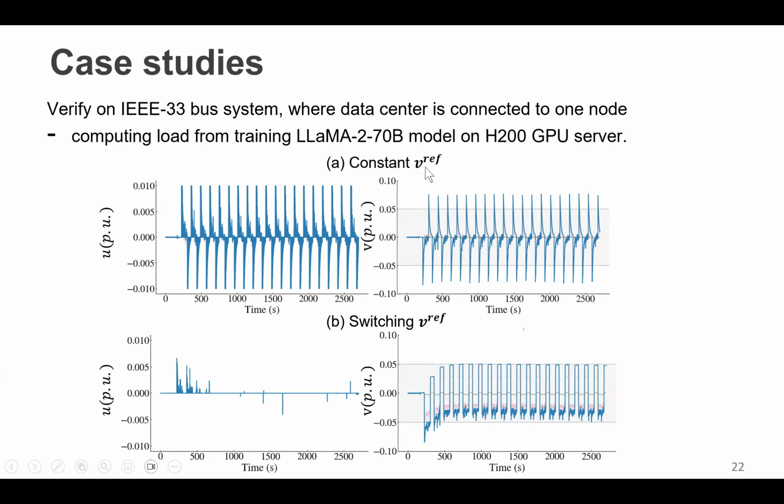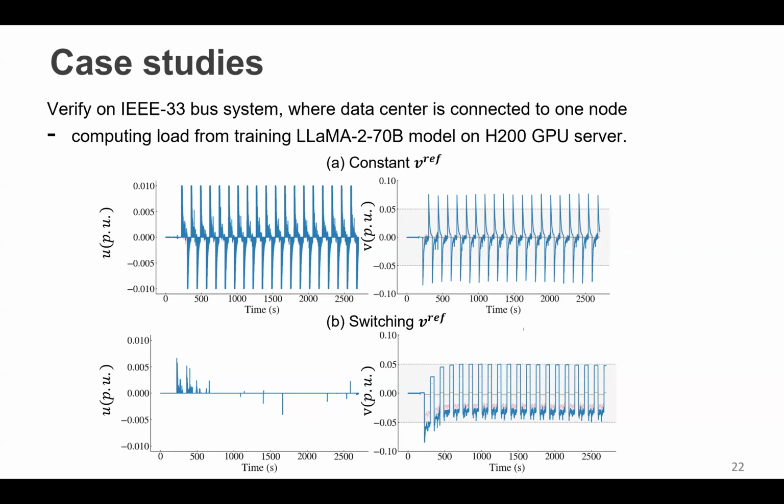So you can see, if we set up the constant voltage reference, on the left side that is a very large, constant voltage, with control actions. But on the right side, we can still see constant fluctuations of the voltage and also very frequent voltage violations. That aligns with our analysis before.